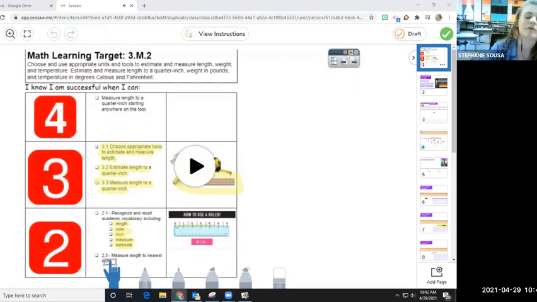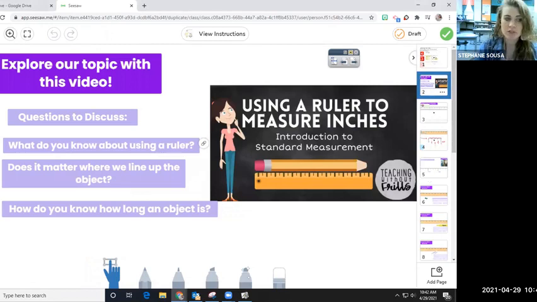All right, so we've got our vocabulary. Some of those will sound familiar to you because we used them when we looked at area and perimeter, okay? Some of them are new. We're going to explore the topic with a video to launch us, and questions to discuss, okay? When we're done, we're going to talk about these questions. What do you know about using a ruler? Does it matter where we line up the object? And how do you know how long an object is? Okay. First question, what do you know about using a ruler?